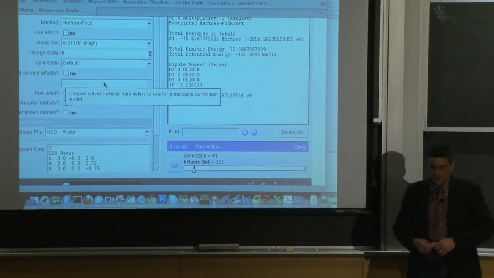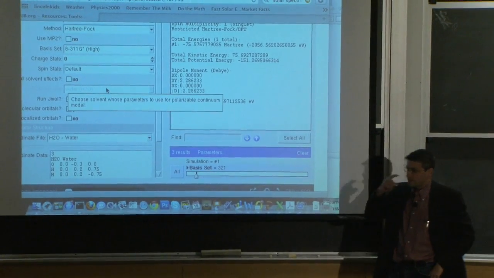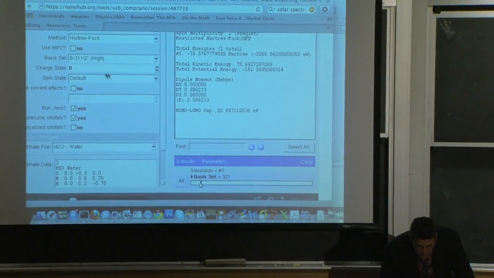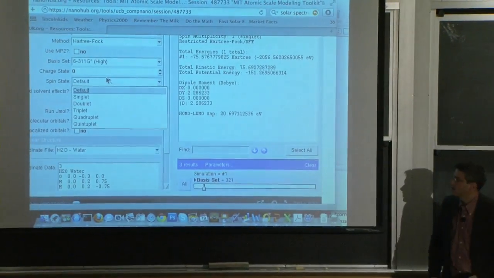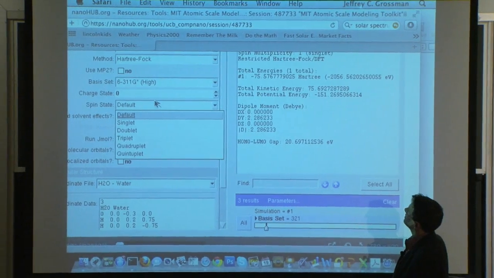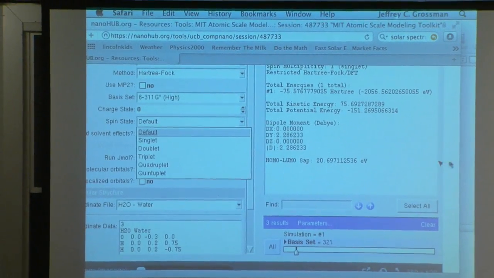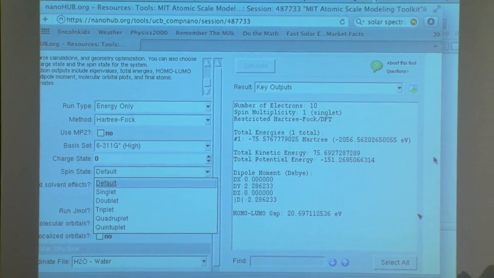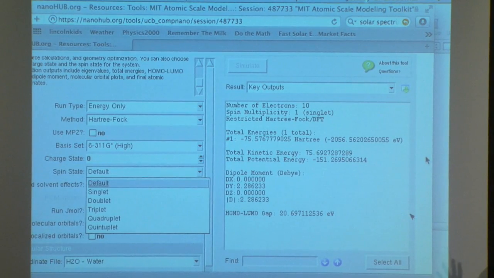Okay, so we know that I can calculate the binding energy of water. There's one more question I want to ask you about. This spin thing here, default. Default means that it took a guess. And you can see that the guess it made for water is that it's a spin singlet. Now, we talked about this in lecture 2. Does everybody know what a spin singlet means?